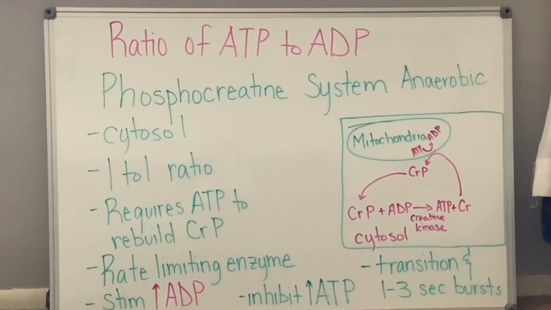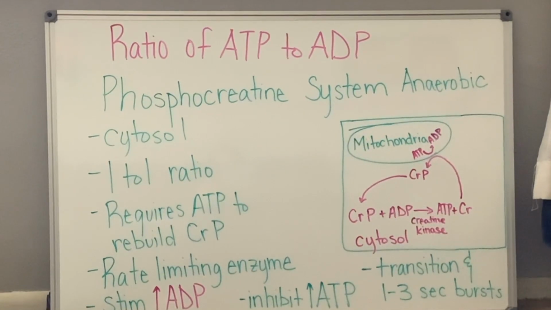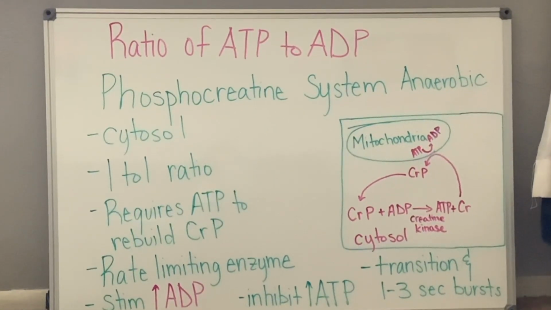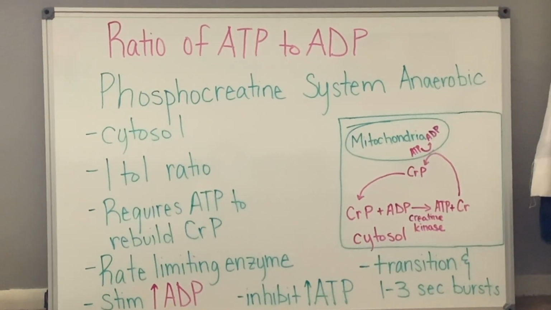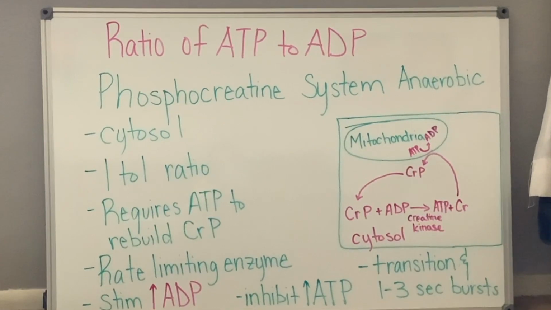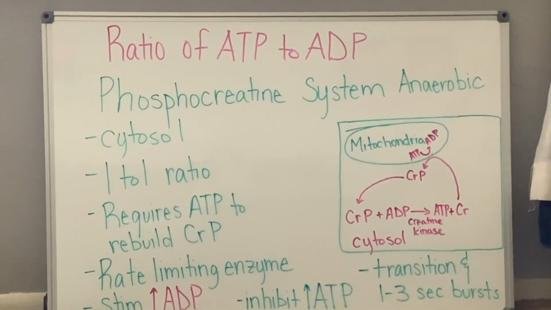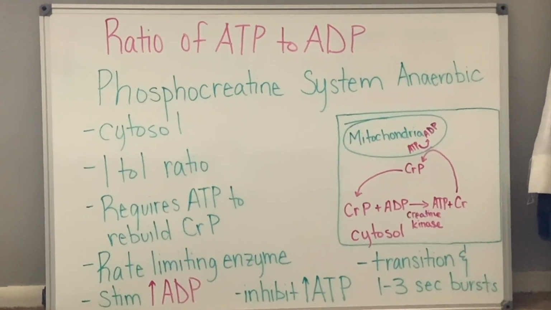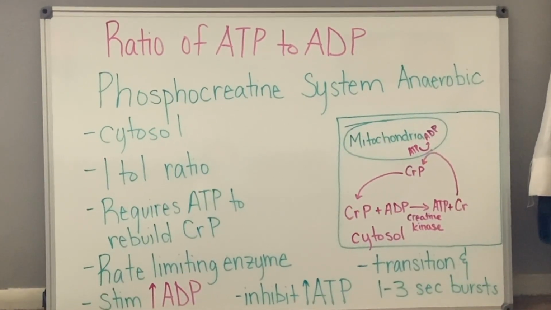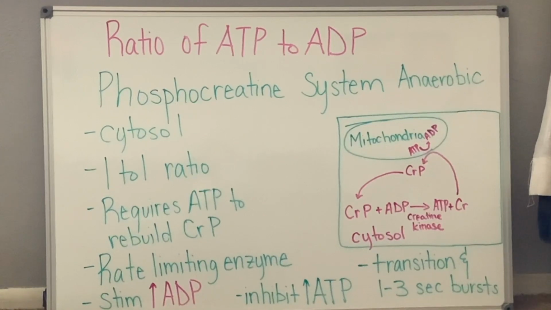The creatine phosphate system can quickly reach its max output of ATP and requires several minutes to regenerate creatine phosphate. This system is best for transitional activities such as sitting to standing, jogging to running, running to sprinting, or for short 1 to 3 second bursts of activity.